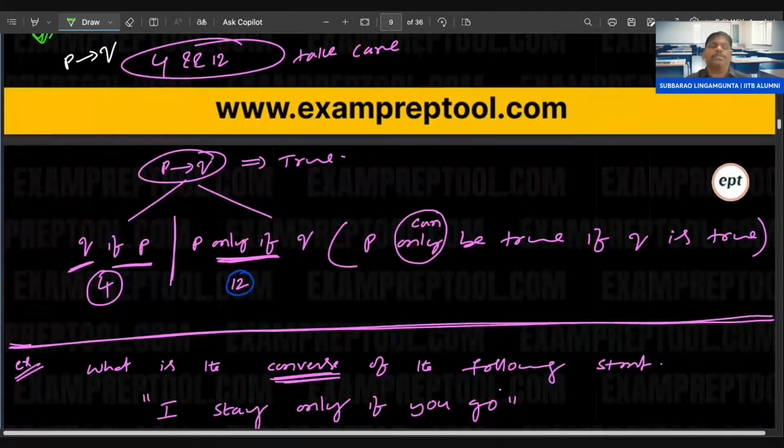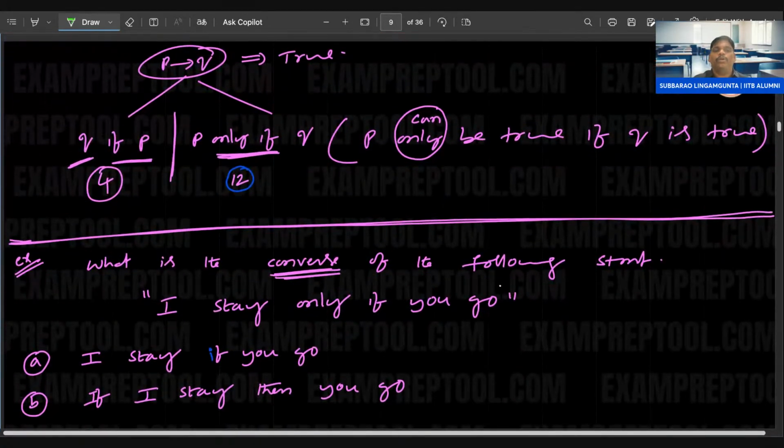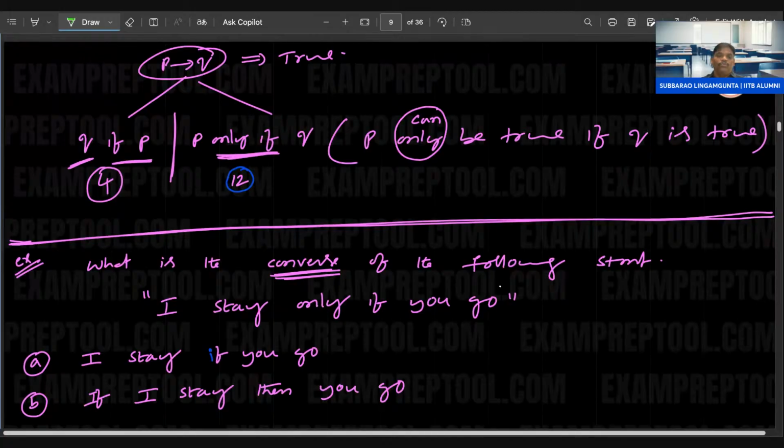Other than this, nothing is there. This is the very, very important one. P implies Q is true. Right? So the answer is going to be Q true if P true.